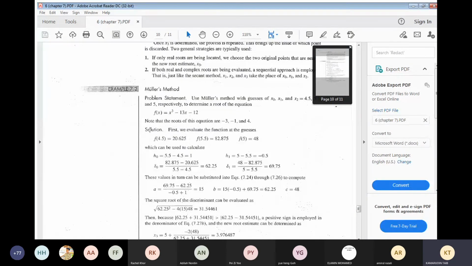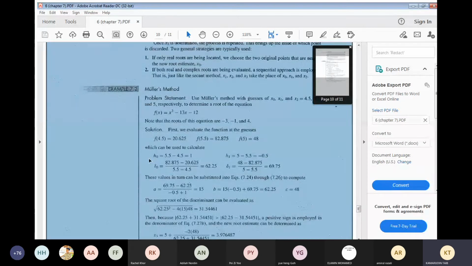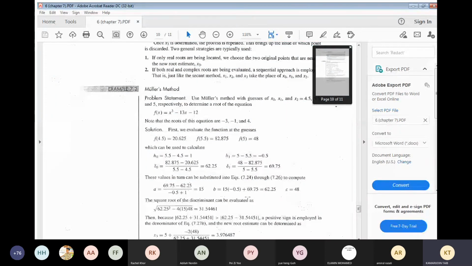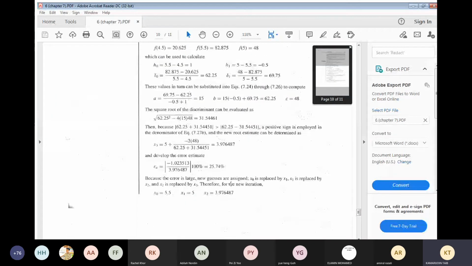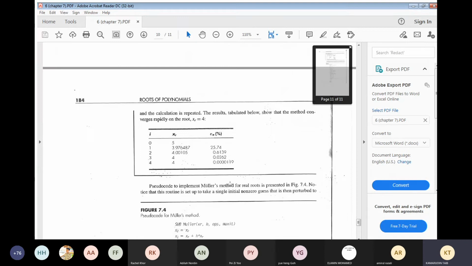So we calculate the f value again, the h0, h1, delta 0, delta 1, and then a, b, c, and then get the x4 and so on. So these are the values being tabulated in the table.